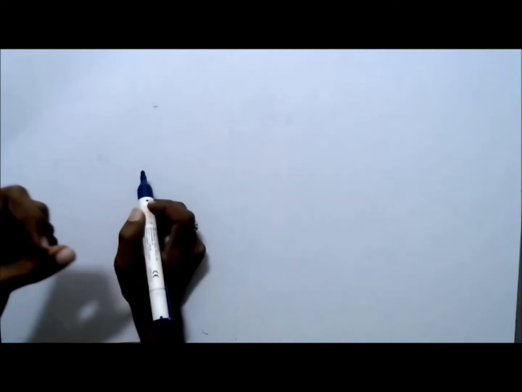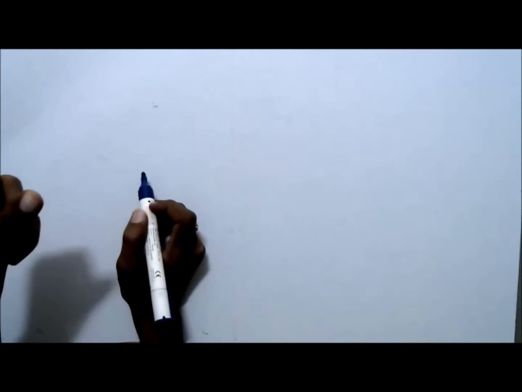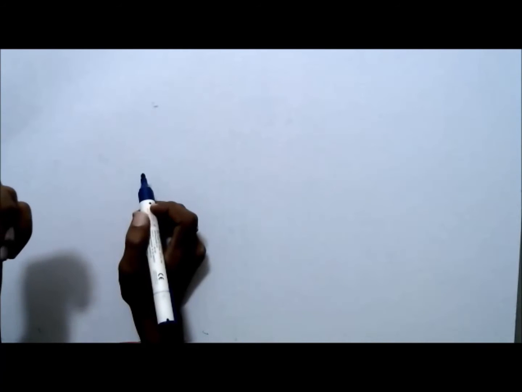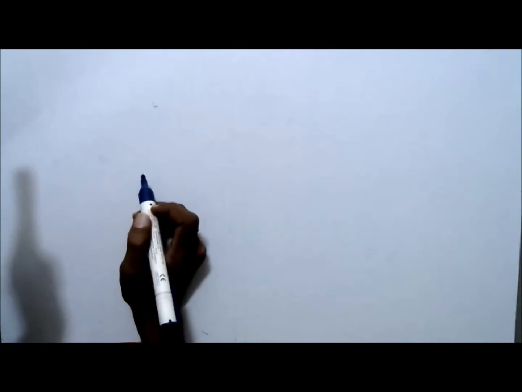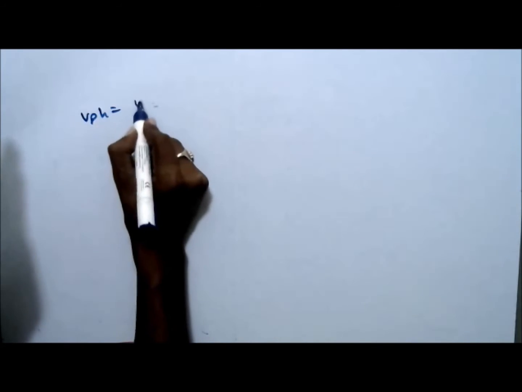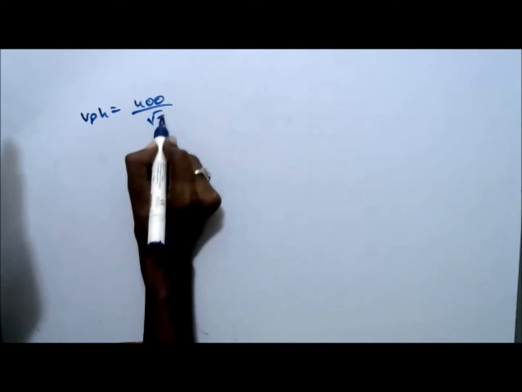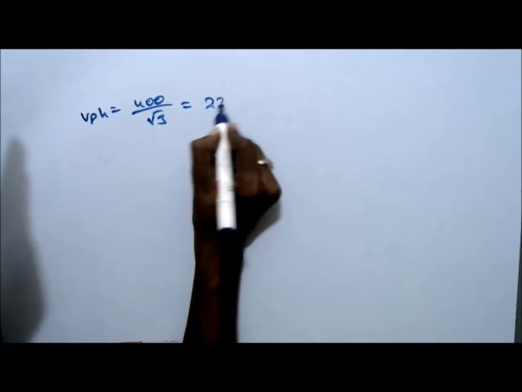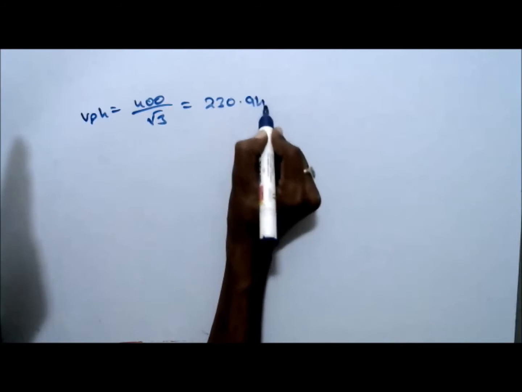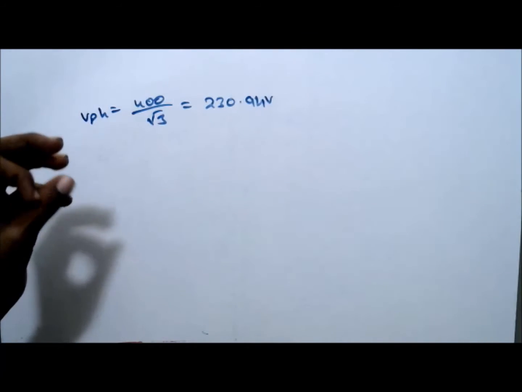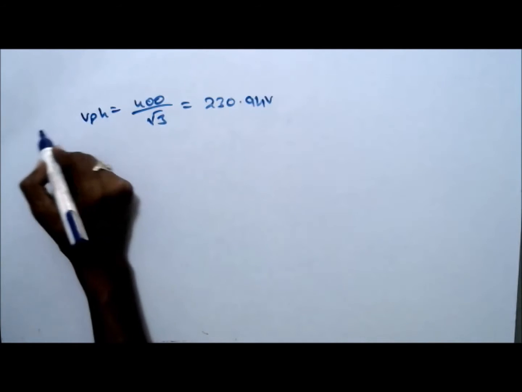He has given the open circuit test. This open circuit test is conducted on the LV side. So LV is 400 volts, but it is star connected. So V phase is equal to 400 divided by root 3, which comes to around 230.94 volts. Okay, this is VOC.